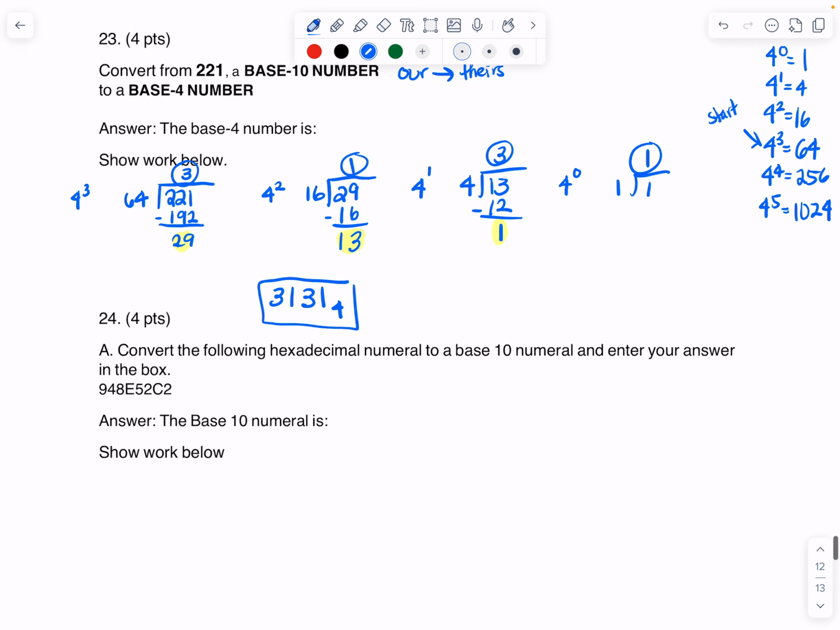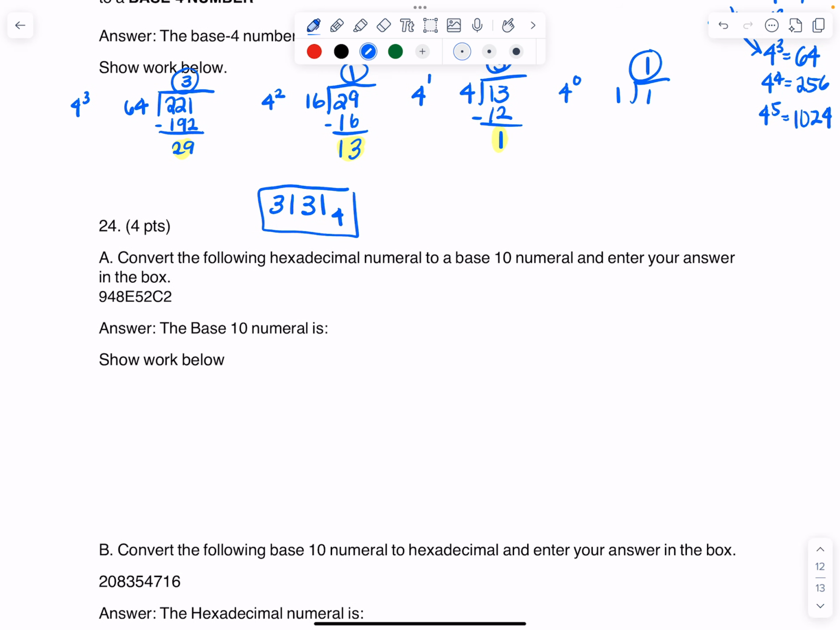Okay, let's look at 24. Convert the following hexadecimal numeral to a base 10 number and enter in your answer. Remember with hexadecimal that anything above 9 we start using letters. So just as a reminder, A equals 10, B equals 11, C equals 12, D equals 13, E equals 14, and F equals 15.